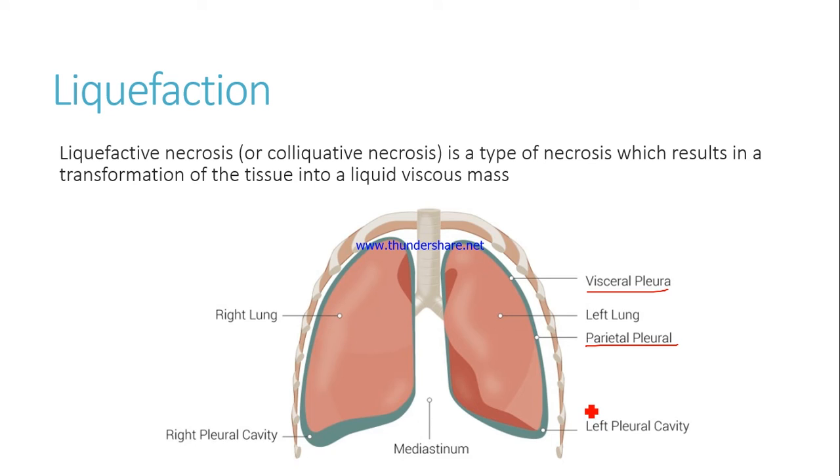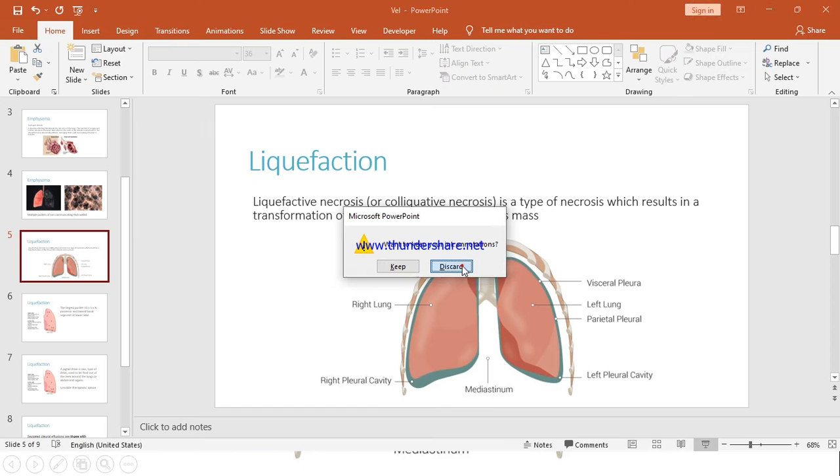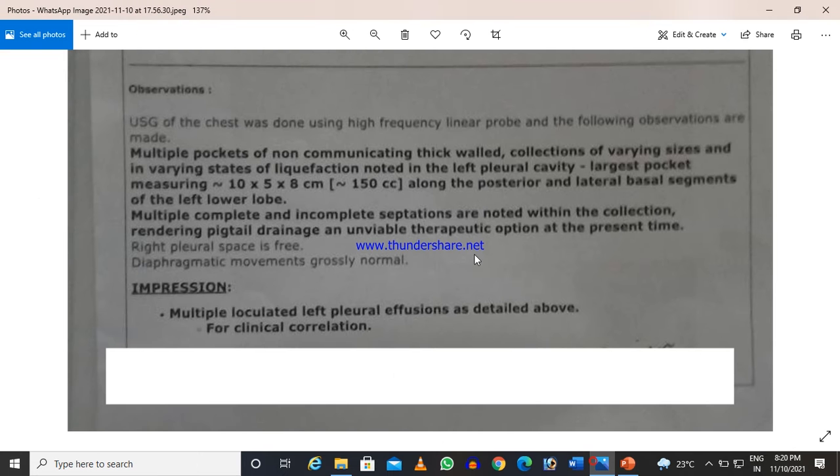So our lungs are basically floating in that pleural cavity. The pleural cavity is nothing but the space between the visceral pleura and the parietal pleura. So it was written in the report that there is a pocket, that liquefaction was noted in the left pleural cavity.